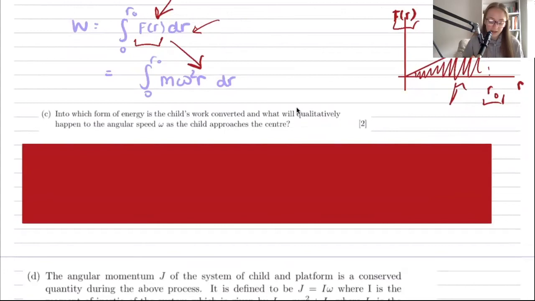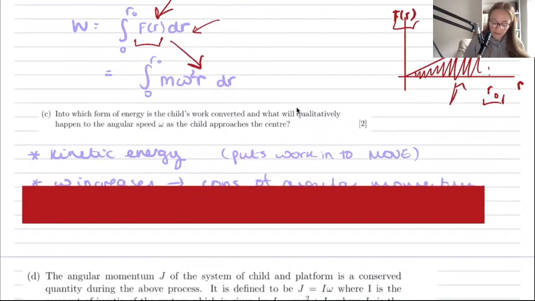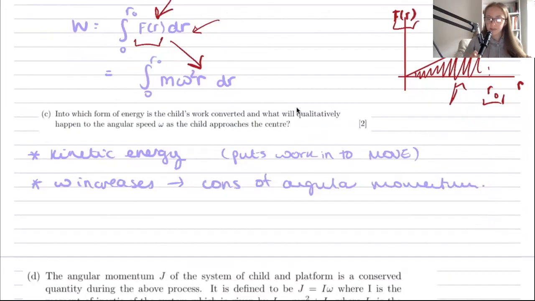Okay, so next it's asking, into which form of energy is the child's work converted, and what will qualitatively happen to the angular speed omega as the child approaches the center? So we are using this work in order to move. And what is the movement energy? That would be kinetic energy. So we are converting to kinetic energy. And then what will happen as the child approaches the center?